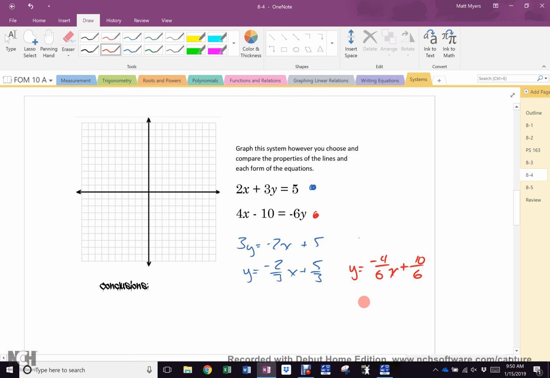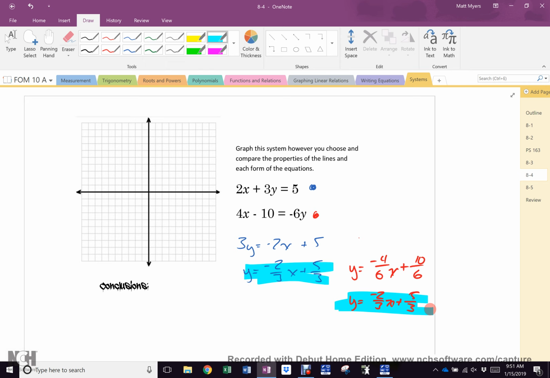Would you ever leave that red line like it is? What would you do with it, Izzy? You would simplify it, of course you would. And what do you find? They're the exact same line, aren't they?